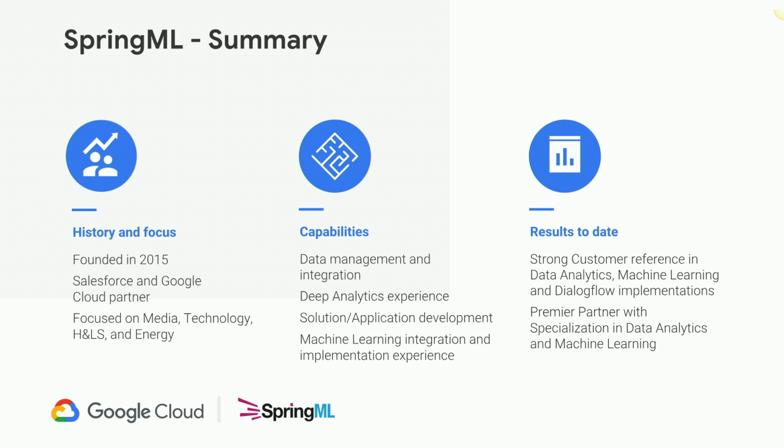Our two strategic partners are Google and Salesforce. We specialize in a couple of verticals, namely media, healthcare, technology, and energy. Today, we are going to focus on the media and entertainment industry and showcase some of the applications of machine learning. From a capability standpoint, SpringML has deep integration and data processing experience, coupled with machine learning and advanced data analytics, which makes it ideal for enterprises with data intensive use cases. From a recognition standpoint, SpringML is one of the very few companies in the world in the Google ecosystem that has machine learning and data analytics specialization.